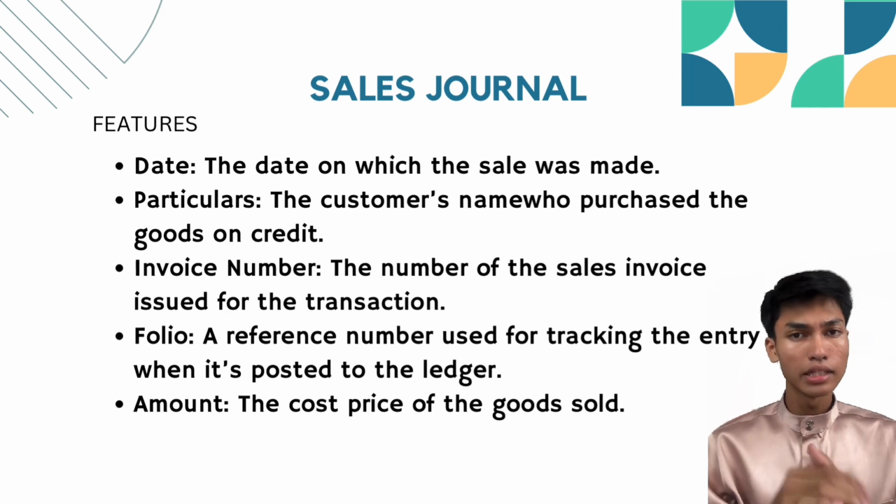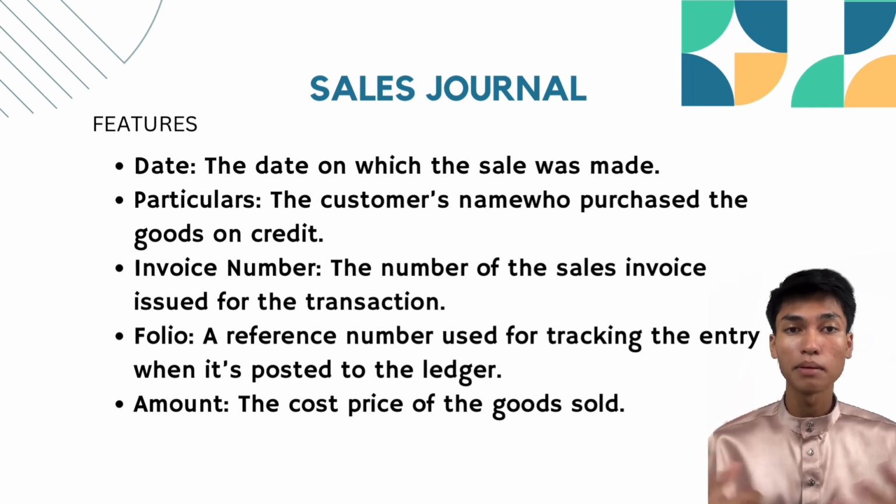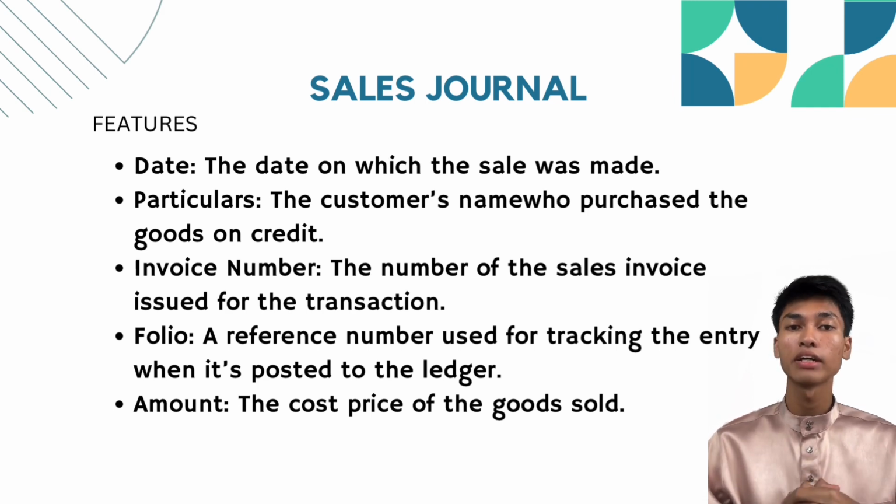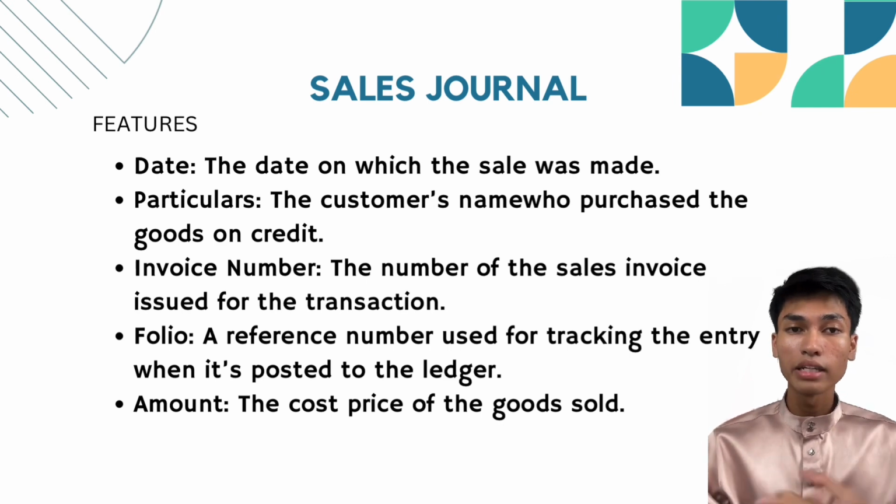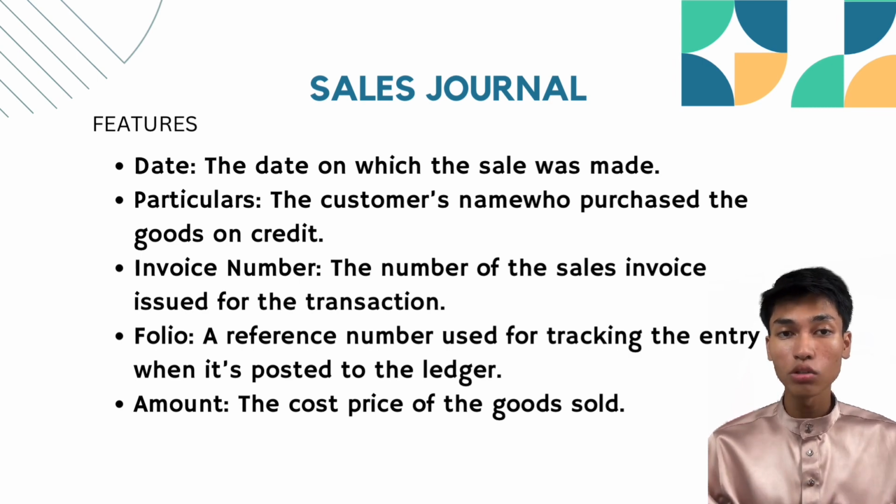Invoice number. This column contains the invoice number which serves as a reference for the transaction. Folio. It records the account number to which the entry will be posted in the ledger. Amount. This is where the invoice amount is recorded, representing the total value of the sale.